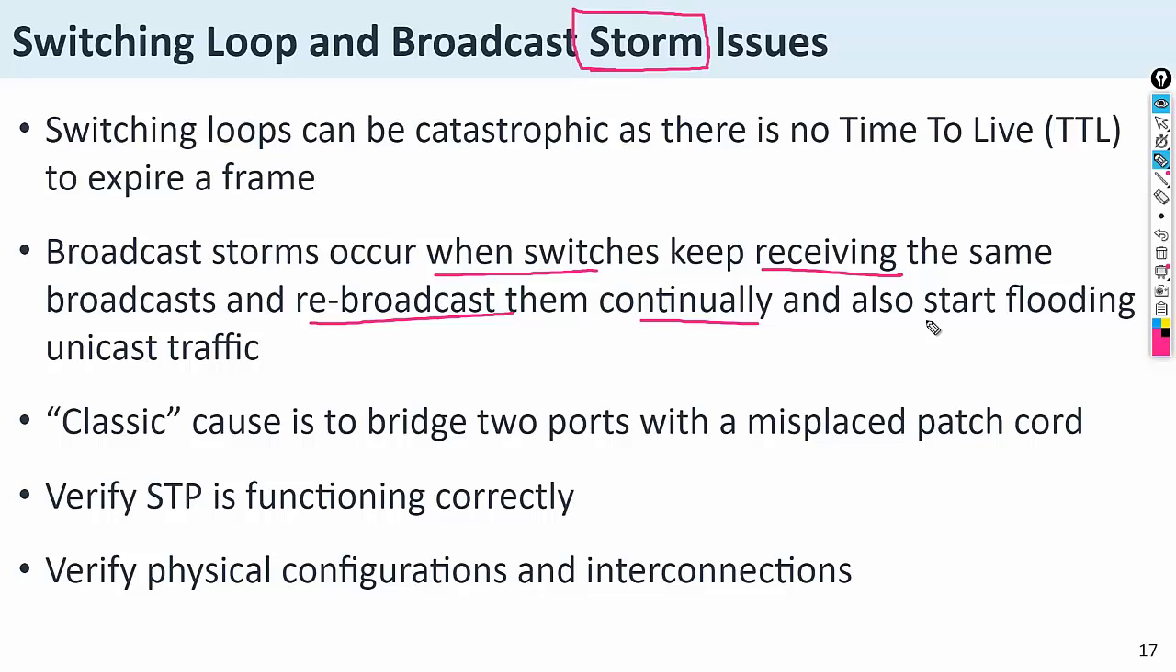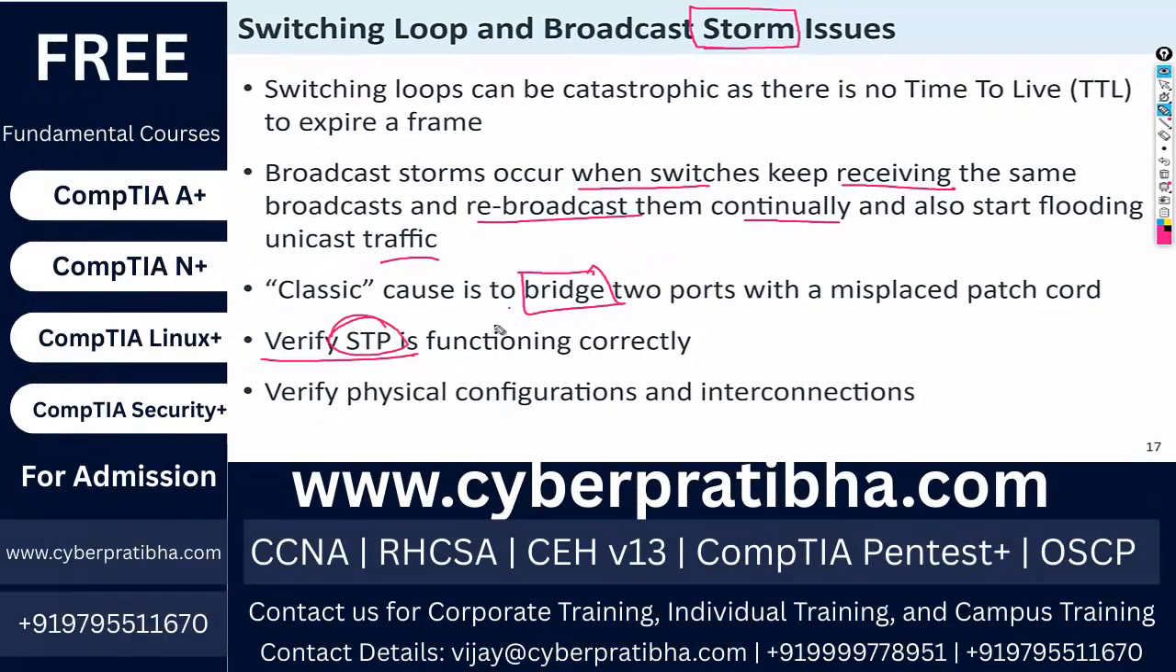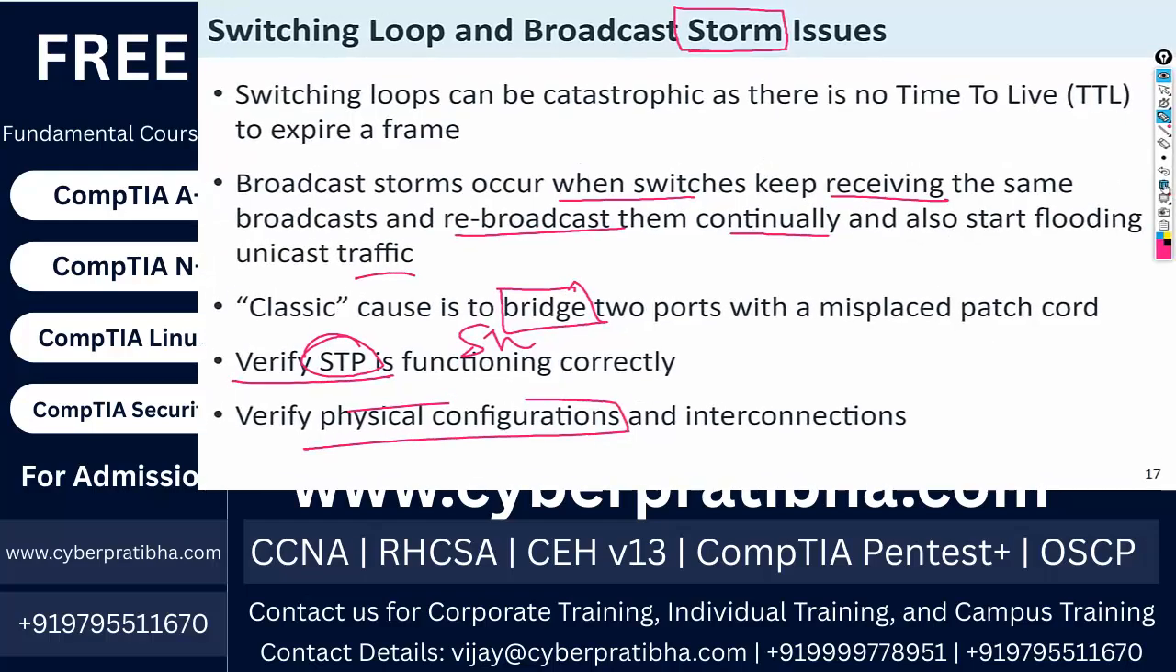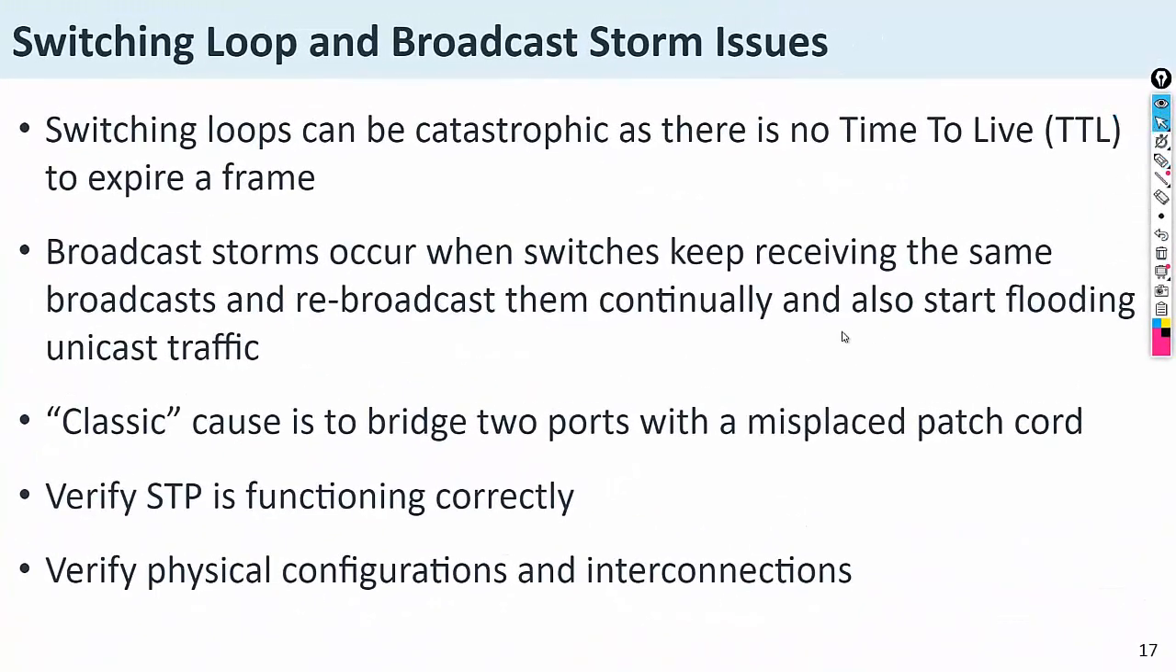They then continually start flooding the unicast traffic. That is the reason they have divided switches into the root bridge and normal bridges, and blocked some ports, and this is necessary. You will have to verify that STP is functioning correctly. How can you see the STP? With the simple show spanning-tree command you can verify. You also need to verify the physical configuration. I have told you how to verify and how to modify.